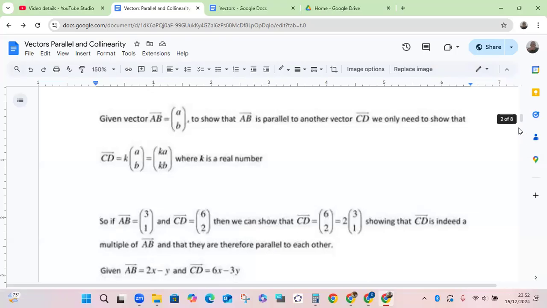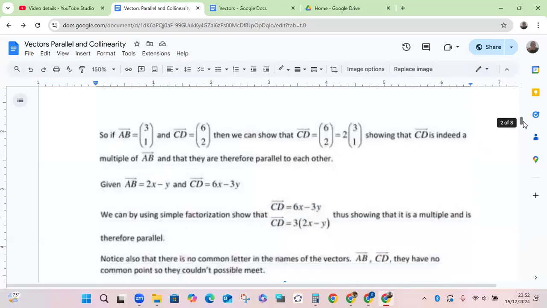Another way to write vectors is in algebraic form notation. Let's say you have AB is equal to 2x minus y, and CD is equal to 6x minus 3y. Now, CD is clearly bigger than AB again. Now, if we can put AB in a bracket and put a number outside, that's the multiple you have to multiply by to get back CD, therefore they are parallel, and that number is 3. 3 times 2x is 6x, 3 times -y is -3y, thus showing that it is a multiple and is therefore parallel.